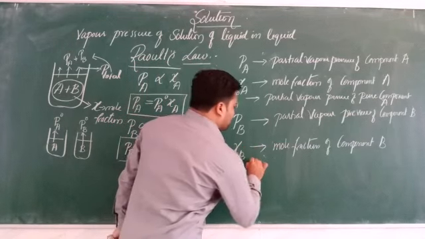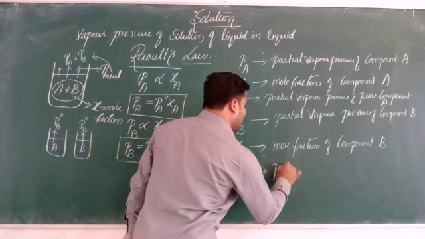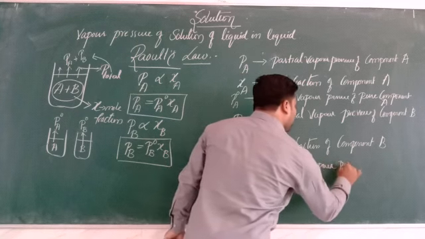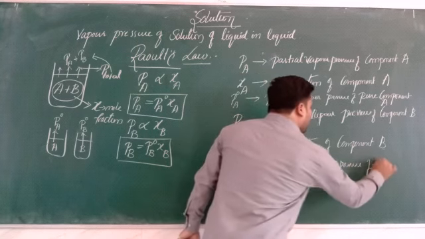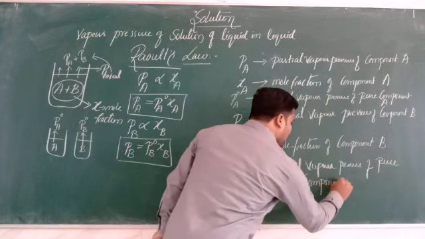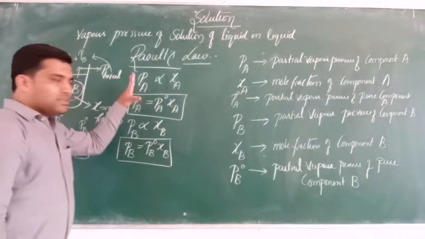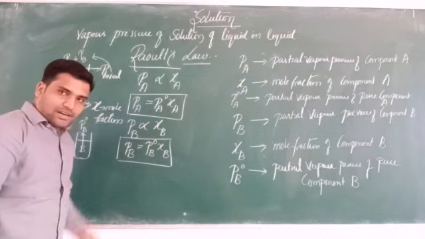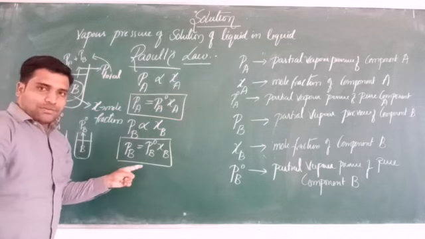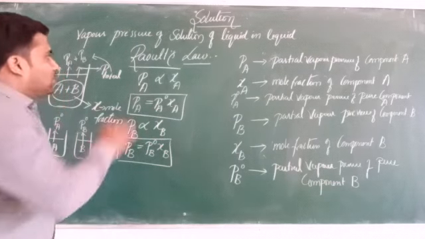Similarly, so here PB0 means that is partial vapor pressure of pure component B. Got it? So these are the terms which are there in Raoult's law equations. Okay, so this is the Raoult's law statement, the mathematical equations, and the terms which are used in these equations. Okay, so that is Raoult's law.